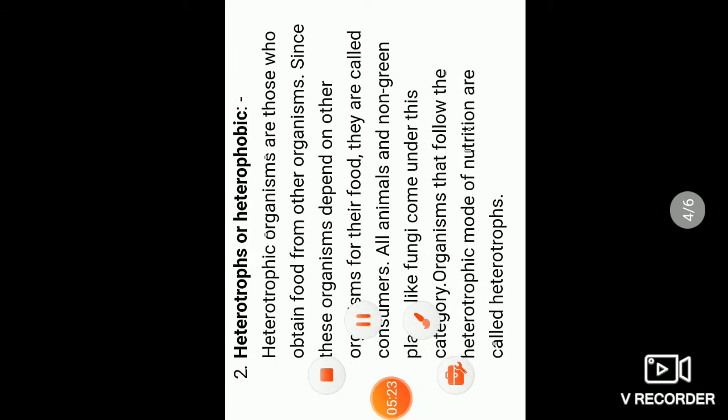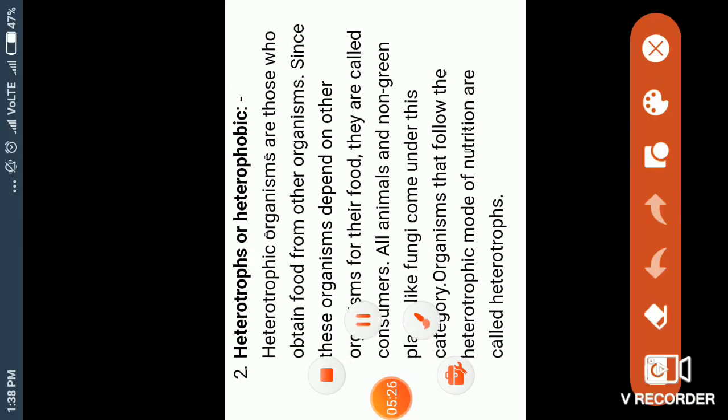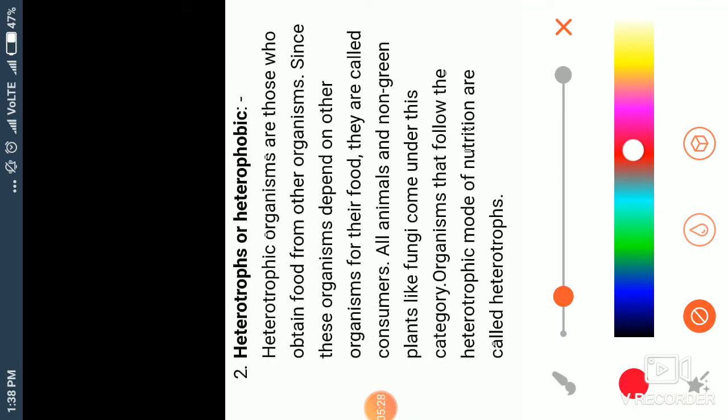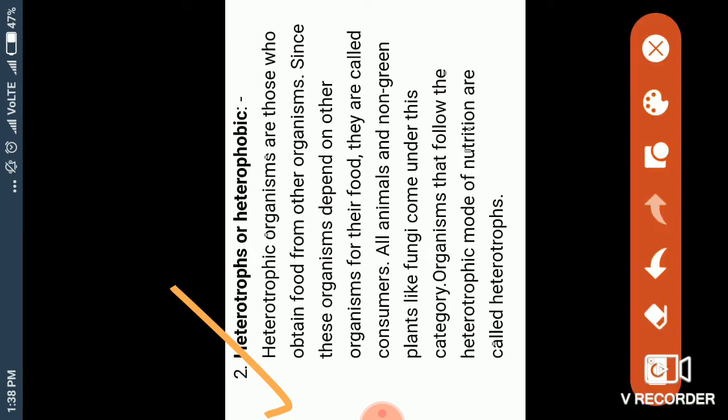Next is heterotrophic. Heterotrophic means depending on others for food. Understand? Heterotrophic organisms are those who obtain food from other organisms. Like we humans and the animals and other insects and the aquatic animals, they are all heterotrophic organisms because they depend on others for their food materials. So we are called consumers. Understand?